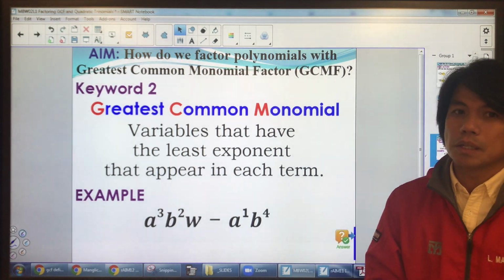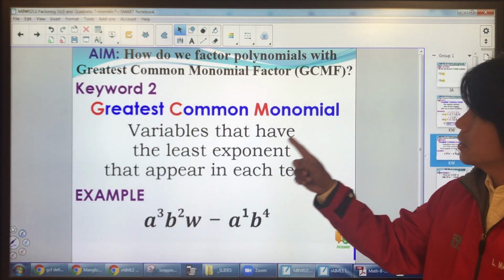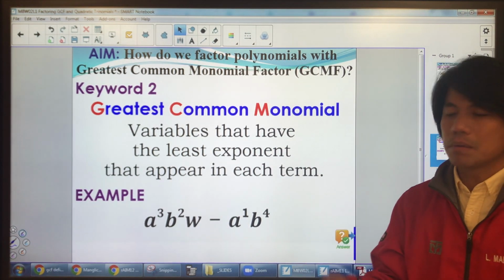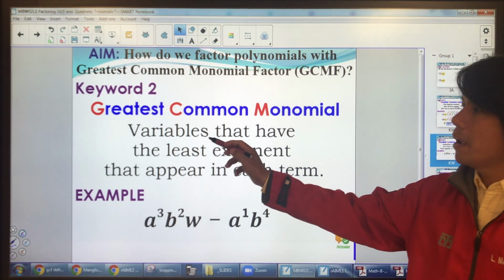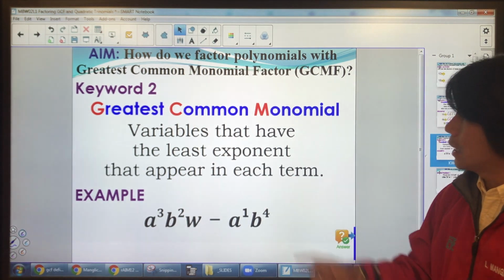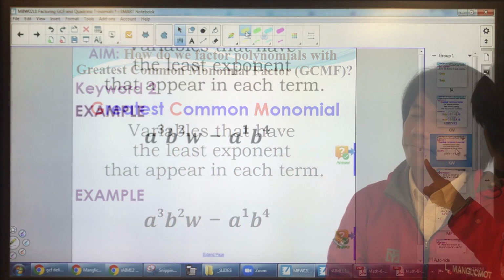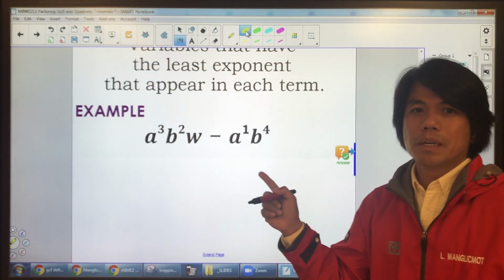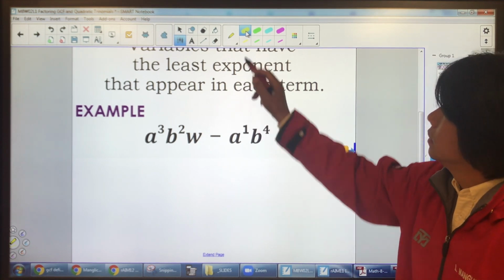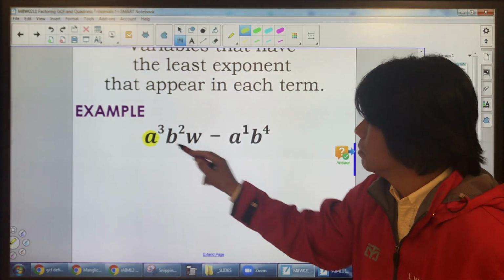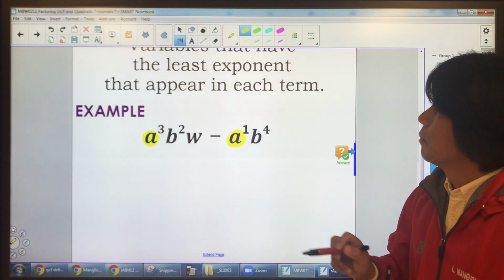Let's proceed to the second keyword, greatest common monomial factor. It's a variable or a set of variables that have the least exponent that appear in each term. In this example, we're given 2 terms. Now notice that A appears on both terms, right?